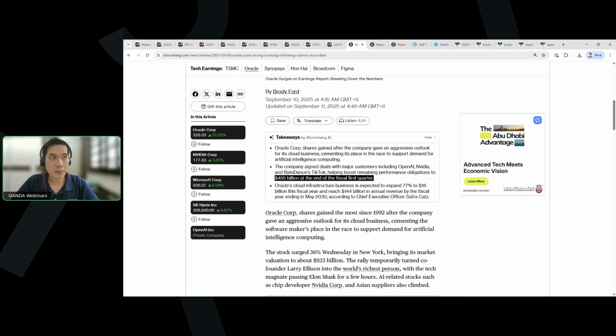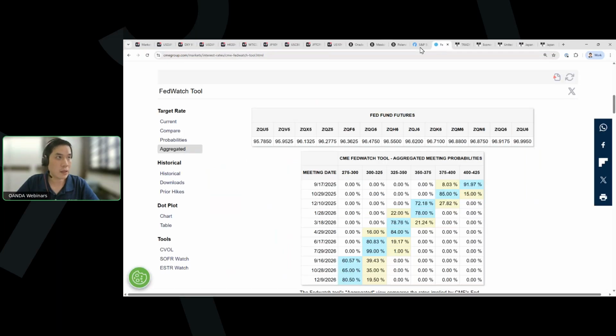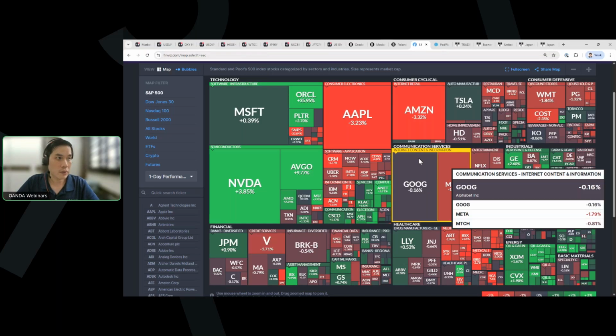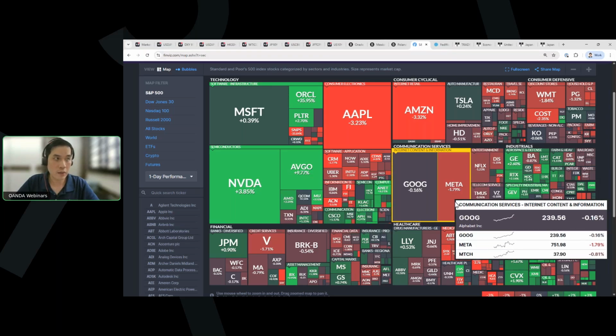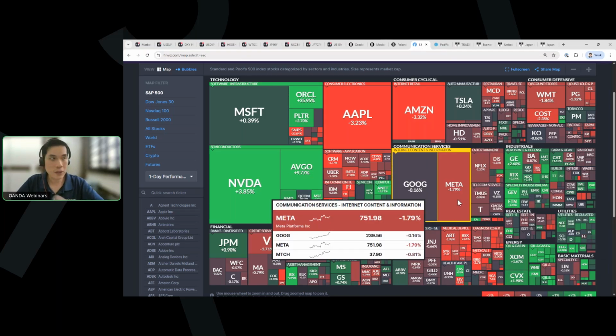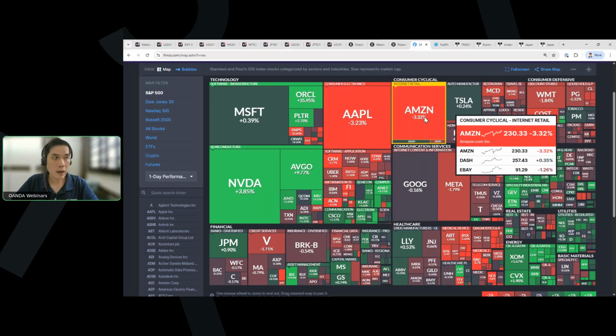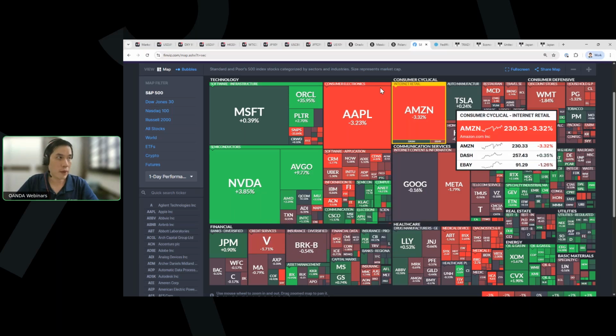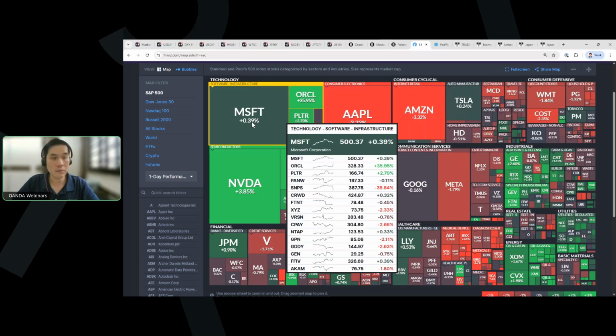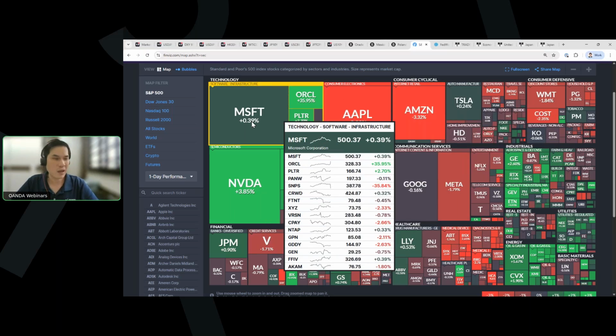And that could also explain why other mega cap technology stocks underperformed yesterday, especially Amazon and Google. Google is almost unchanged, and Meta, there is a bit of rotation play where profit taking takes shape in Amazon, Google, Meta, and flows into Oracle and even Microsoft as well, which only had a modest gain of 0.39%.